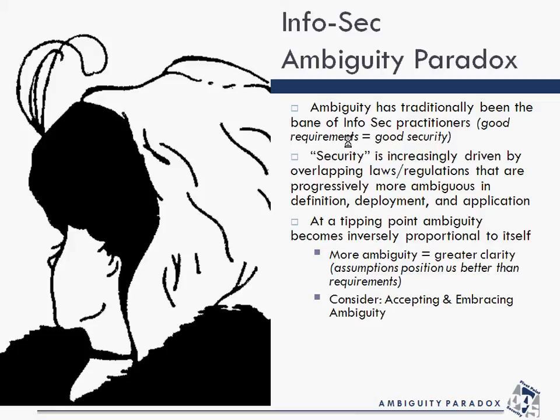And then when you look at application, almost all laws have the concept of applicability. That is, you can say that a particular control is or is not relevant in your environment. For example, a little less than half the requirements in HIPAA are referred to as addressable. So at some point, what we've come to realize over the last year or so is that we're going to hit a tipping point, where more ambiguity actually creates greater clarity, and ambiguity becomes in itself inversely proportional. So the idea of this presentation is to get you to consider accepting, maybe even embracing ambiguity.